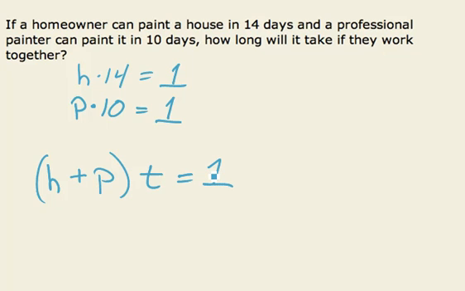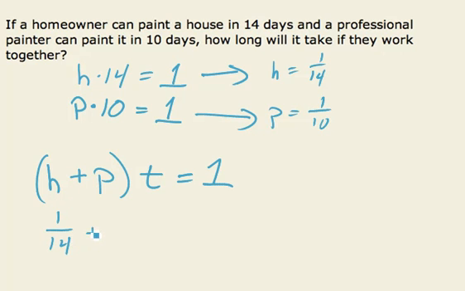All right. I know something about H. I know something about P. Namely, from here, divide both sides by 14, I know that H is equal to 1/14. From here, divide both sides by 10, I know that P is equal to 1/10. So, instead of writing H, I'll write 1/14. Instead of writing P, I'll write 1/10. Times T equals 1. Solve this for T.